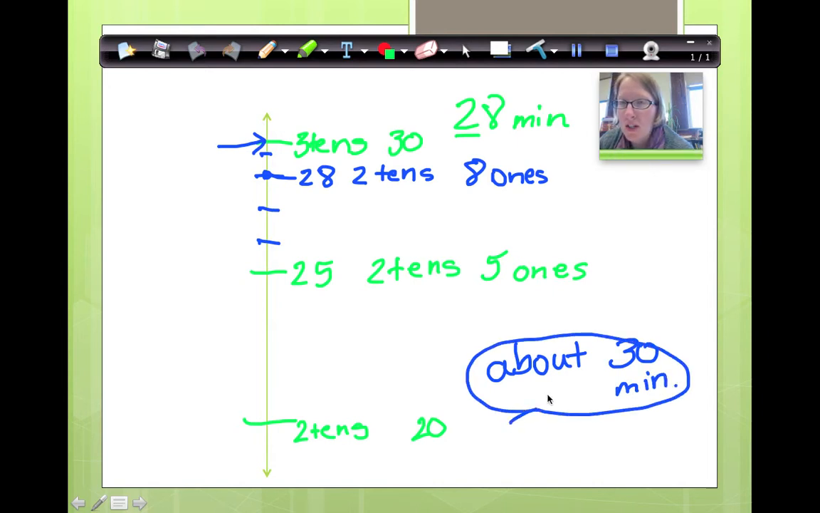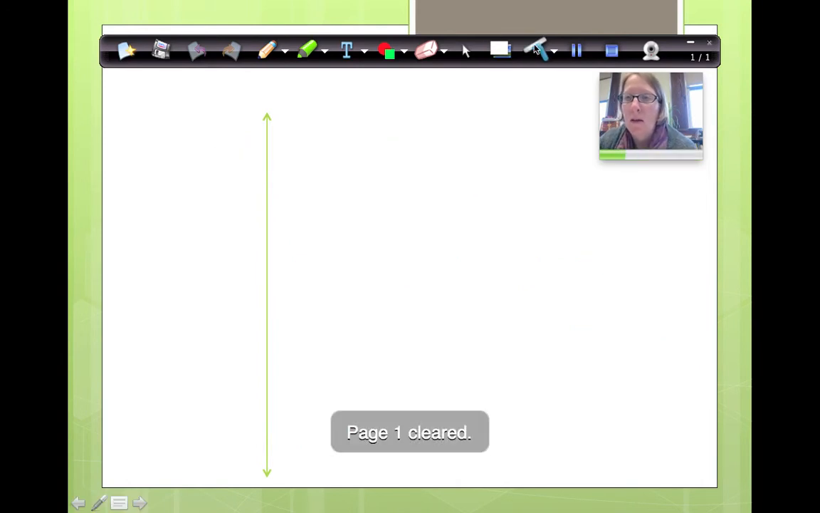Make sure you circle your answer and that you labeled it. Okay, now we did that with minutes. Yesterday we did that with milliliters. Now we can do it with milliliters again, but this time let's do 17 milliliters. About how many milliliters is 17 milliliters?